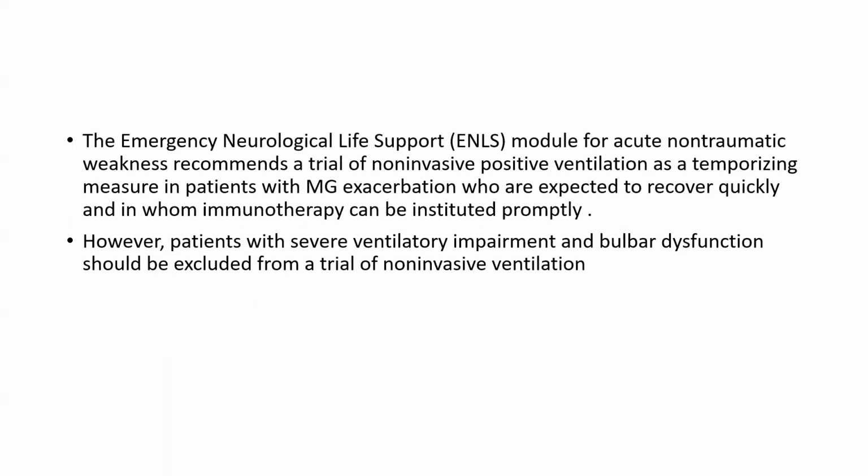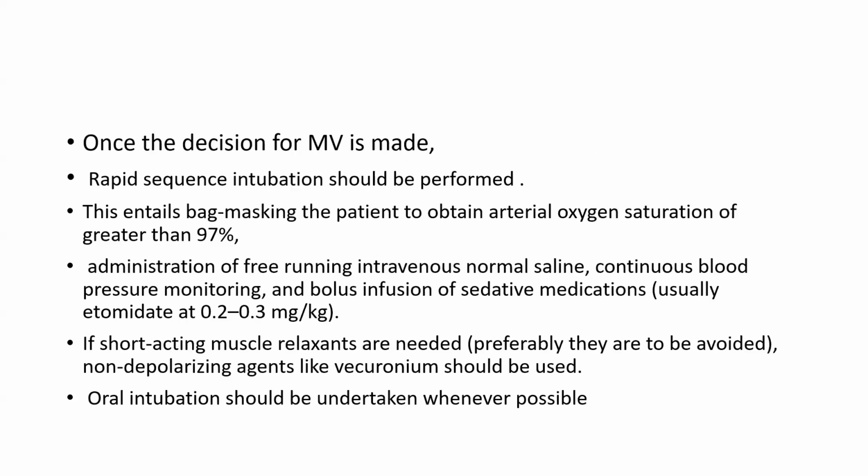So, the ENLS module for acute non-traumatic weakness recommended a trial of NIV as a temporizing measure in patients with myasthenia gravis exacerbation who are expected to recover quickly and in whom immunotherapy can be instituted promptly. However, patients with severe ventilatory impairment and bulbar dysfunction should be excluded from the trial of NIV. Once the decision for mechanical ventilation is made, rapid sequence intubation should be performed.